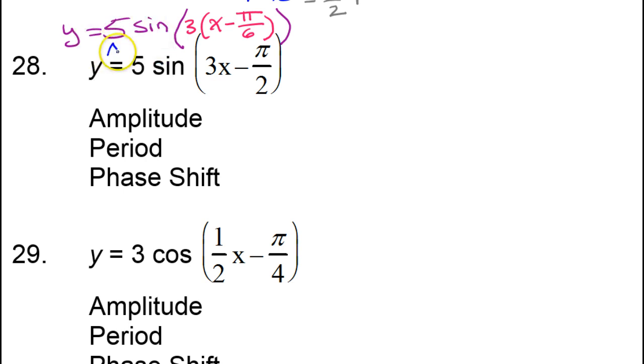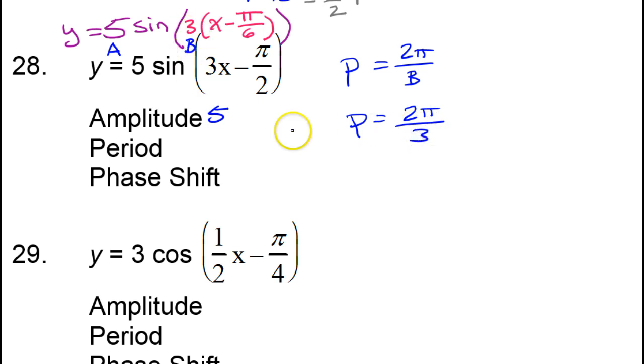So this is my A value right here. So the amplitude is going to be 5. This is my B value. So that will indirectly give me the period. The period is always 2 pi divided by that B value. So that's why the period is going to be 2 pi divided by 3, because the B value is 3. Alright, so the period is 2 pi over 3.